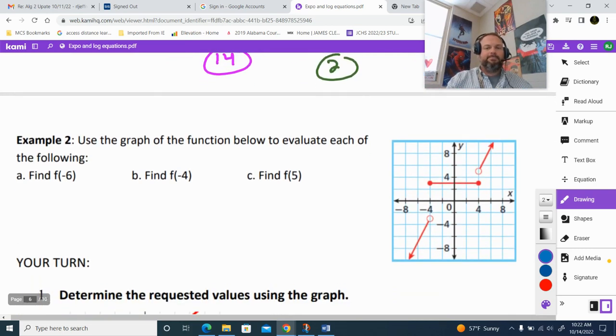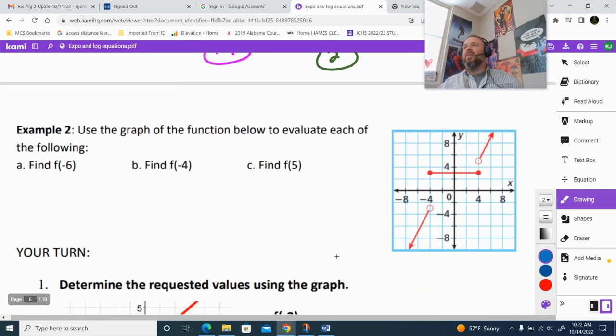All right. Now, this time we're doing the same thing, but graphically. This is kind of like if you've ever played Battleship.